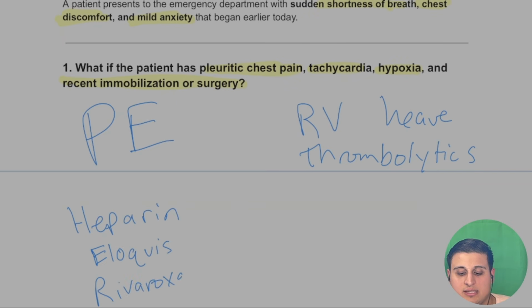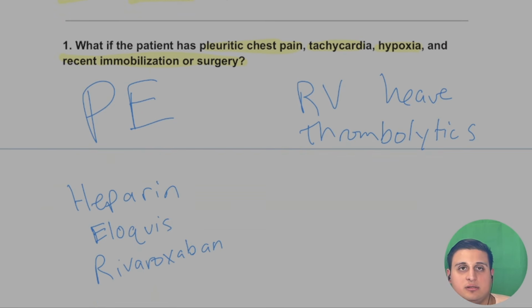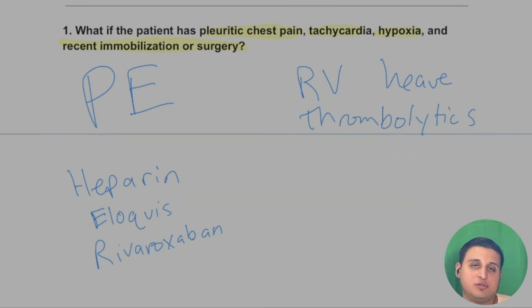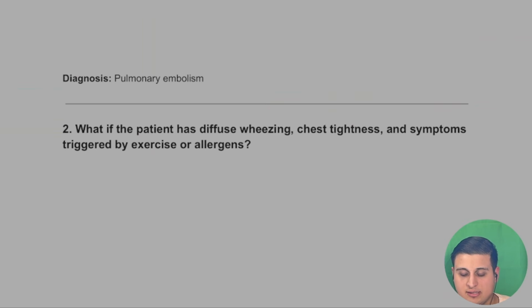The 10A inhibitors, that kind of thing. But for the most part, these guys, we're going to treat with oxygen, etc., and diagnose them with a CT, D-dimer, whatever it might be. Now we're moving on to this next one.